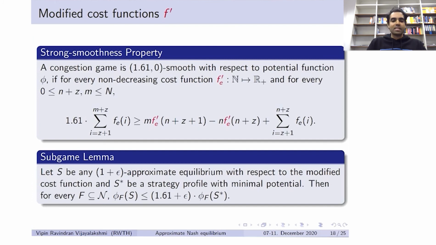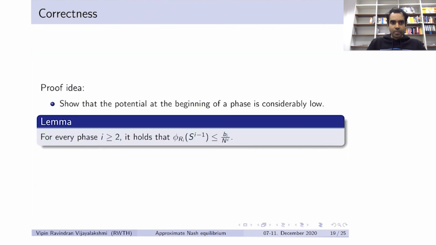Using this property and the subgame lemma, we can start looking at the correctness of the algorithm. Again, I will not get into the technical details of the proof; I only give you a proof idea. First, we want to show that the potential at the beginning of a phase is considerably low. Particularly, we show that after the first phase, the potential amongst players who take part in any given phase is significantly low. Having low potential also means there's not enough potential to move, which means not many best response moves are possible.